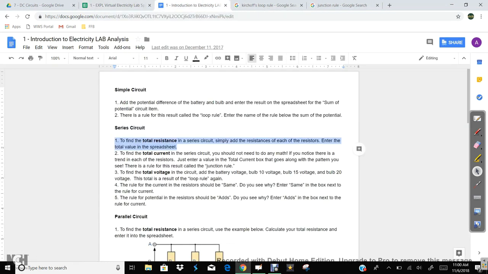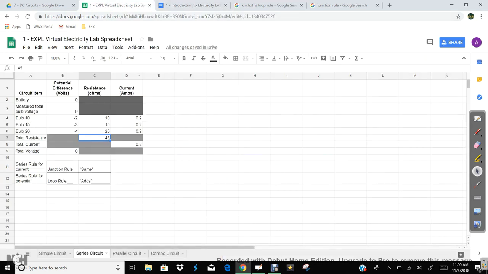Now moving back, number 2, to find the total current in the series circuit, you should not need to do any math. If you notice, there's a trend in each of the resistors. Just enter the value in the total current box that goes along with the pattern you see. There's a rule for this result called the Junction Rule. So if you follow my cursor here and see the current in each of those bulbs, if you measure the current across each of those bulbs, it was always 0.2. Well, let's go look at the junction rule here.